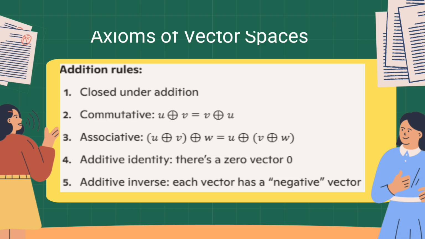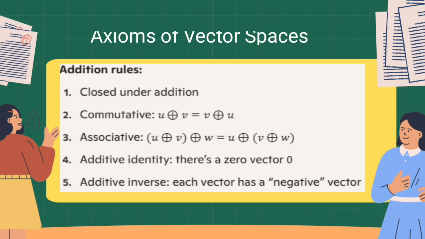For number 4, the additive identity, there's a zero vector. There must be a special vector called the zero vector, such that adding it to any vector leaves the vector unchanged. So any vector added to 0 is still unchanged. That is the additive identity.